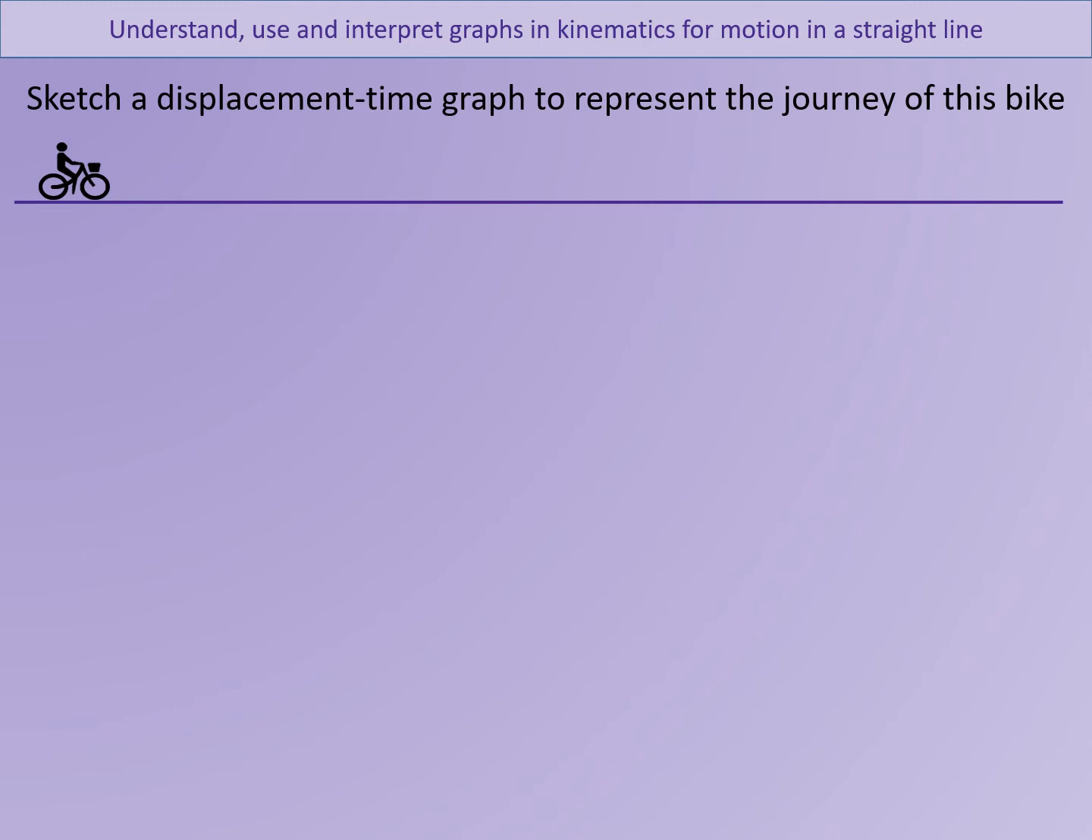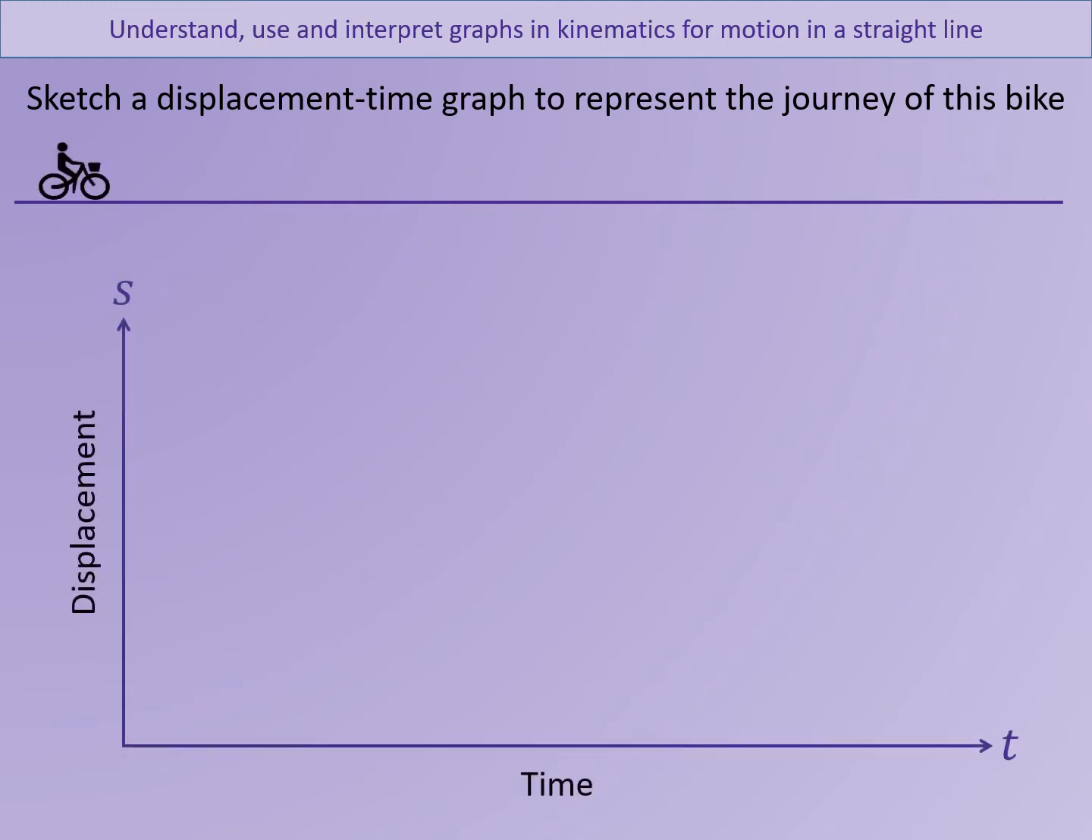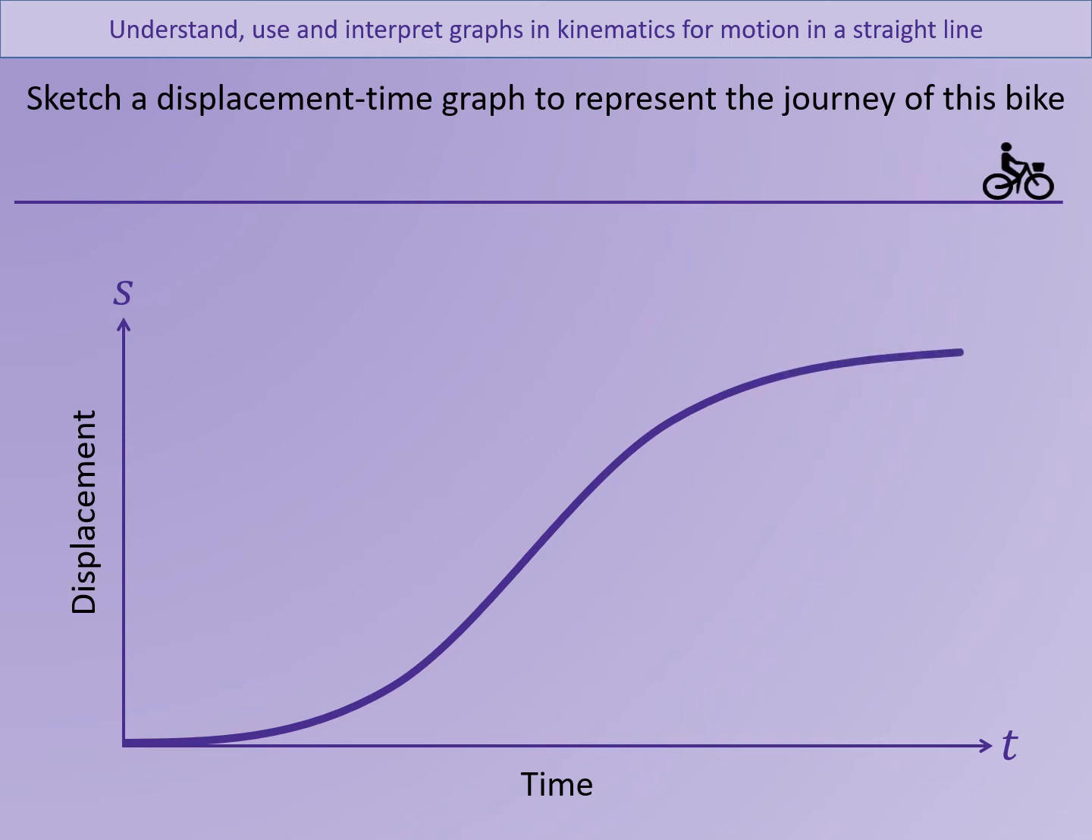Now consider the graph for this journey. So let's look at that again. We can see the bike started from rest and increased its speed until it got to a maximum and then slowed down and stopped. So we can see here the speed was zero, the velocity was zero here. You can also see the velocity was zero here, and its velocity increased and then decreased.